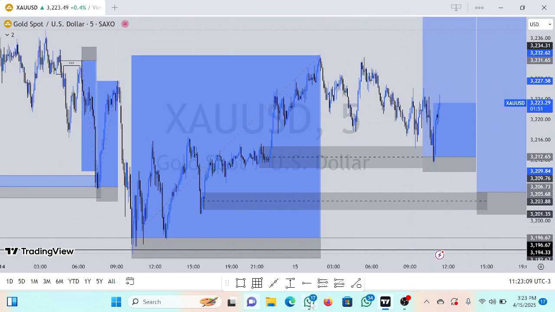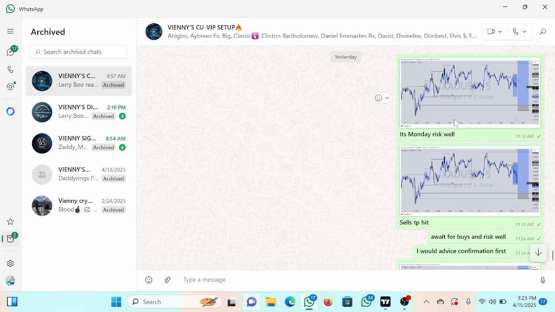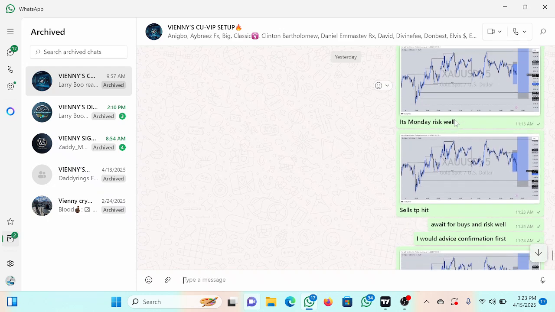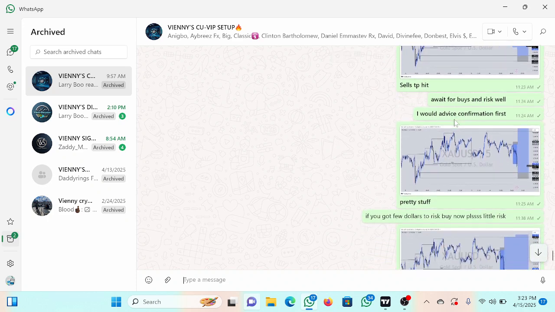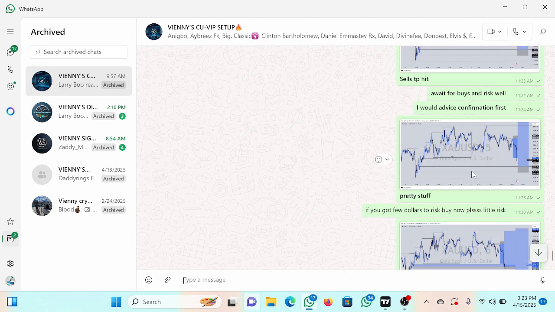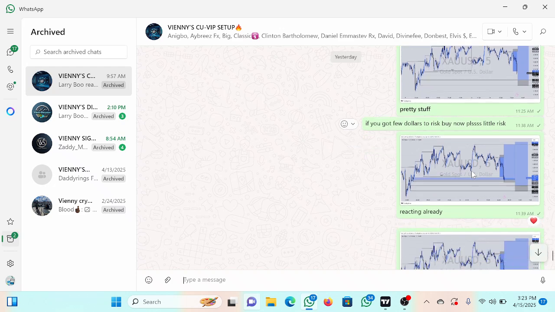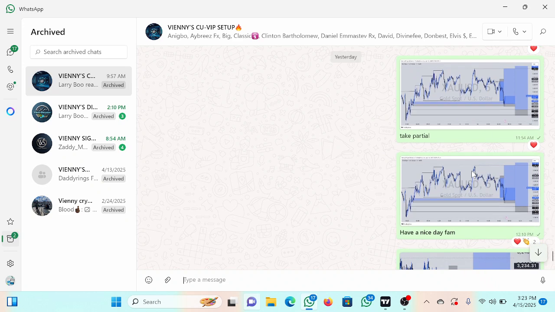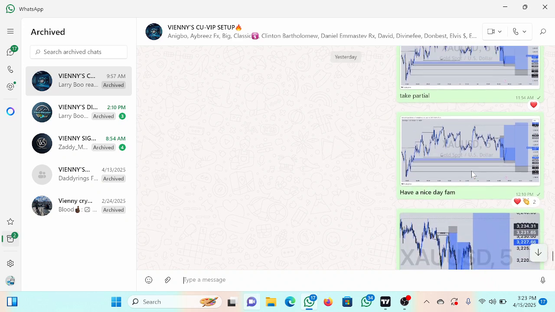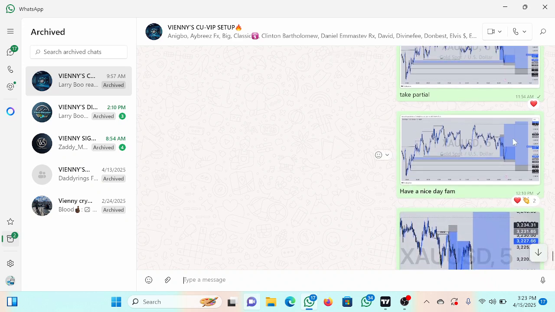So this is my free group here. As of yesterday, I told them this is Monday's risk, and we hit TP. We are waiting for the buy. You can see this zone was my next buying opportunity, which I marked out. When price reacted here, we took another buy to the upside till we made profit.